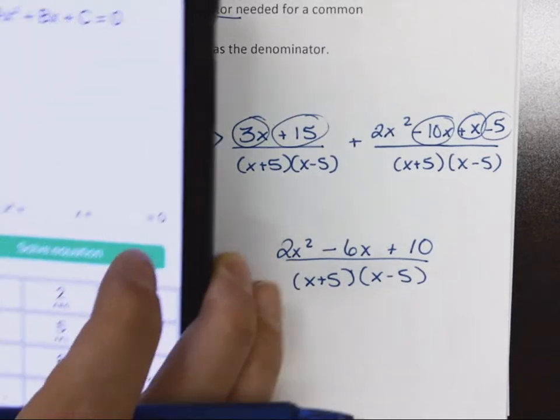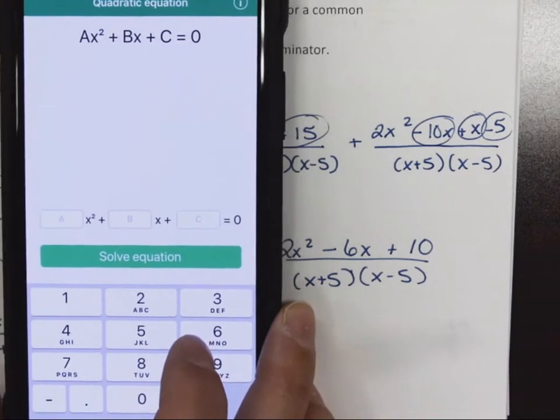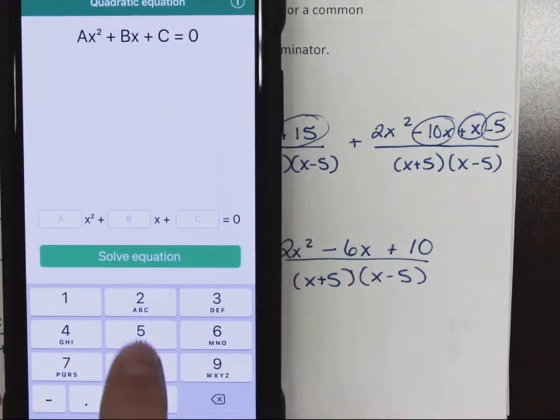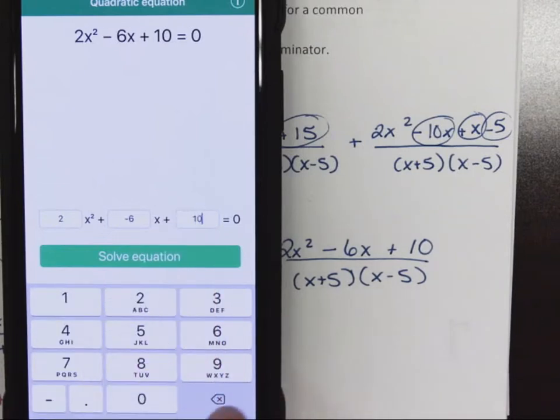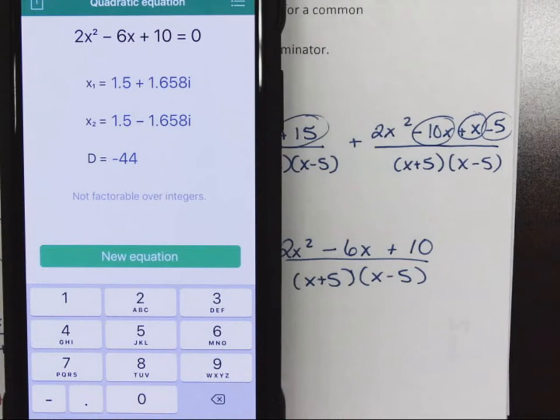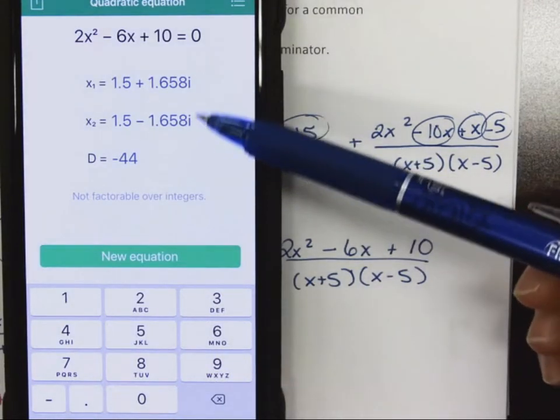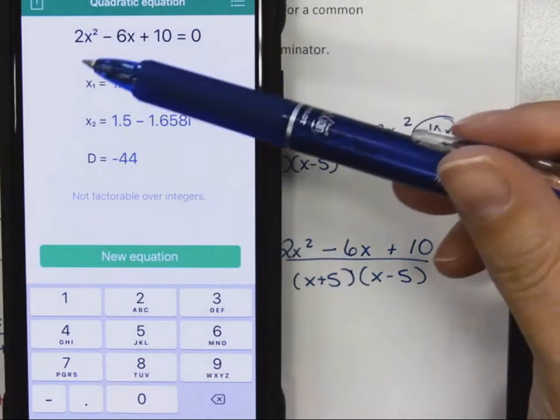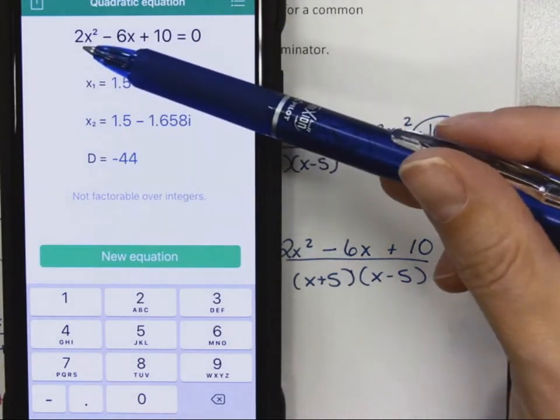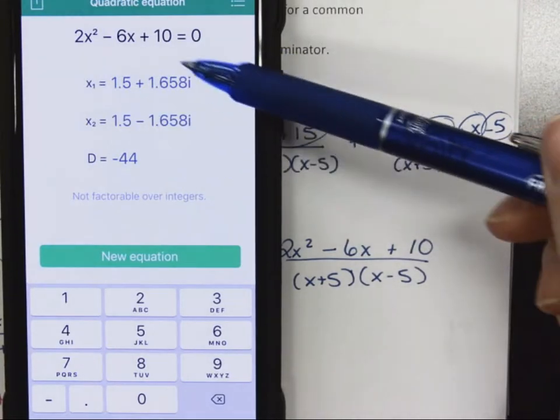And if you don't have time for this in your life, this is where your quadratic solver comes in pretty quickly. So I'm going to go 2, negative 6, and then 10. Solve the equation. Okay, so what I see here is, this i means imaginary. So I actually know that this is unfactorable. This equation here is unfactorable because there's no real answers.